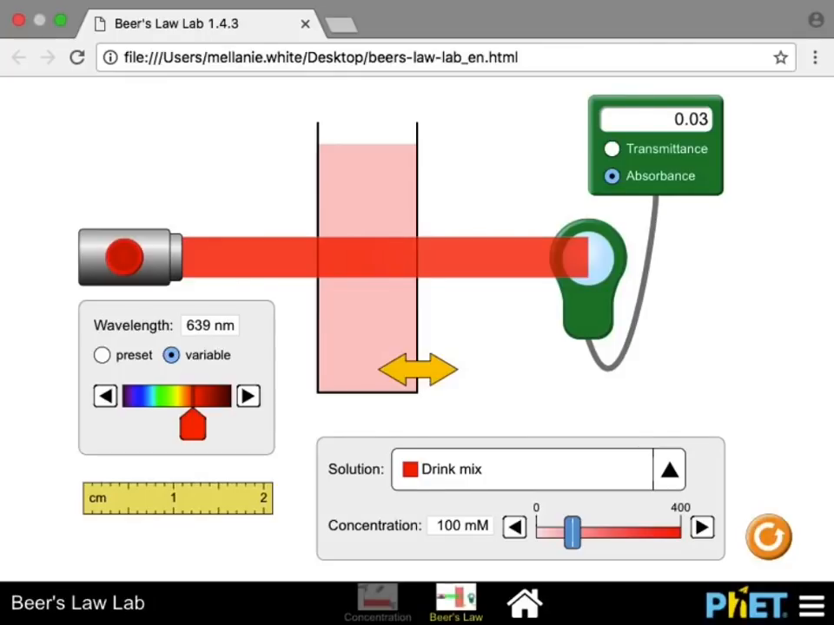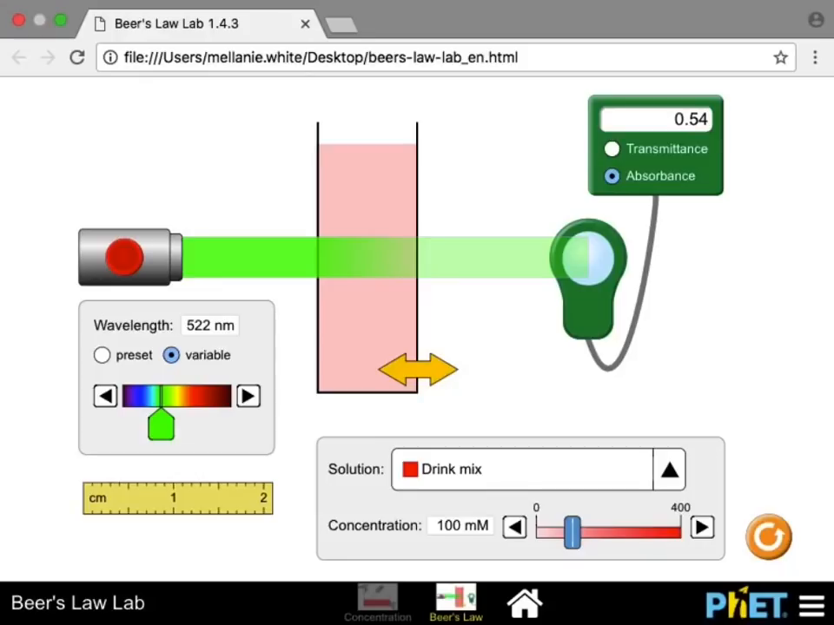And we see that we get an absorbance of 0.03, up here at the top. Well, we're not getting very much absorbance. Why not? Because you're reflecting the color you're seeing. So what color would be complementary to red if we wanted the best absorbance? Green. So we can move our light down to green, and we can see that our absorbance goes up.